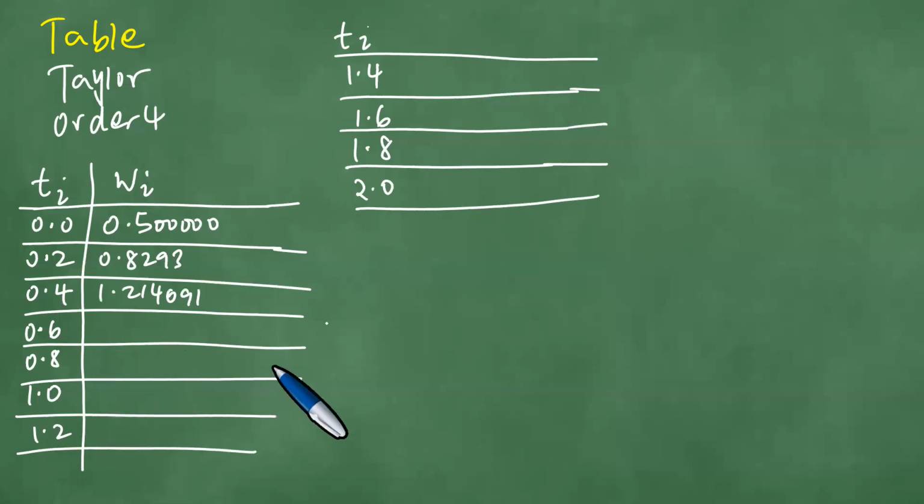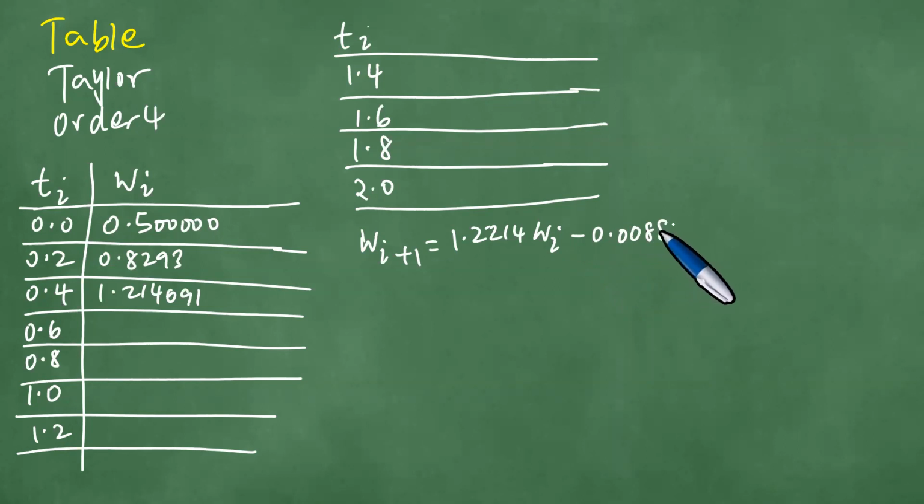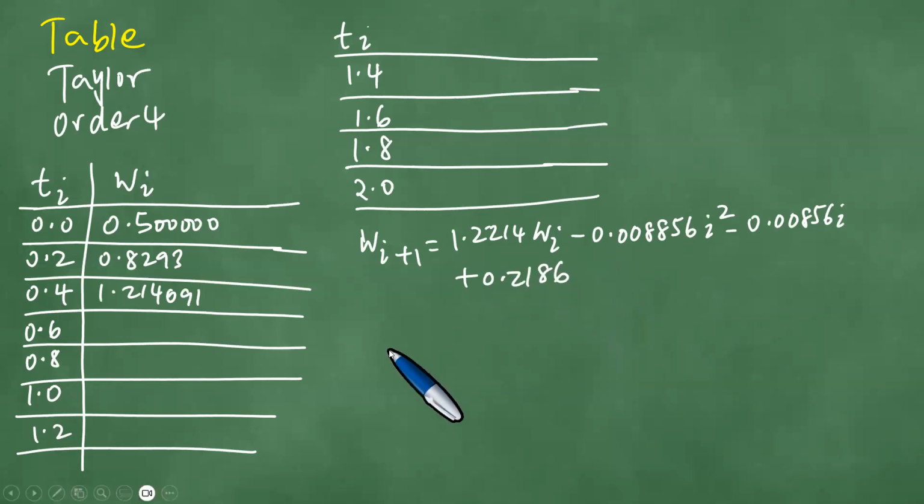Right, so obviously we did not do W3. Let's just do W3, just to create the understanding. First, let's write down the formula. W(i+1), we know the difference equation, we've already worked it out, and it is 1.2214 Wi minus 0.008856 i squared minus 0.00856 i plus 0.2186.